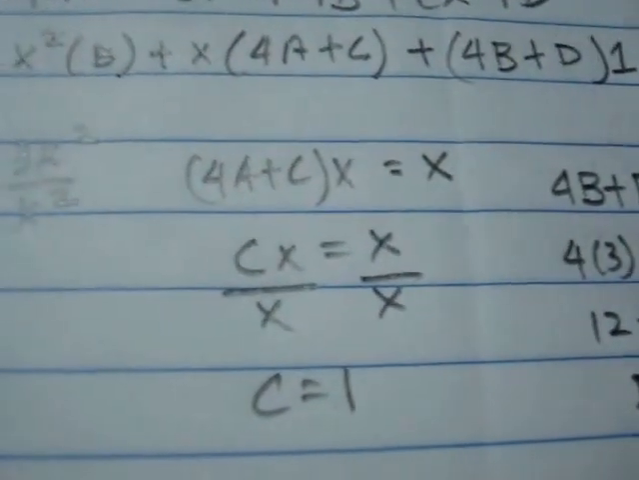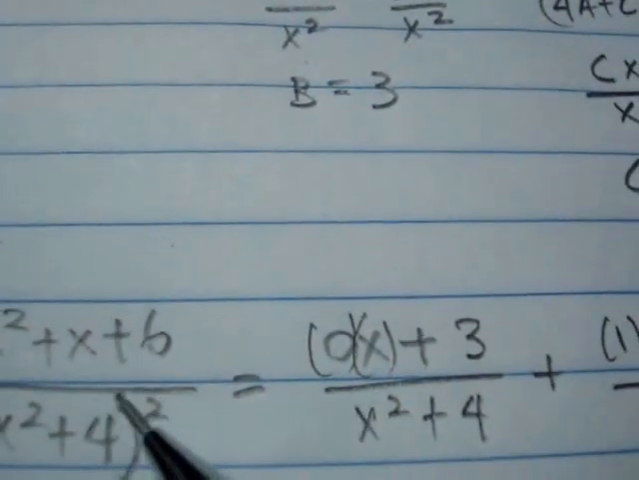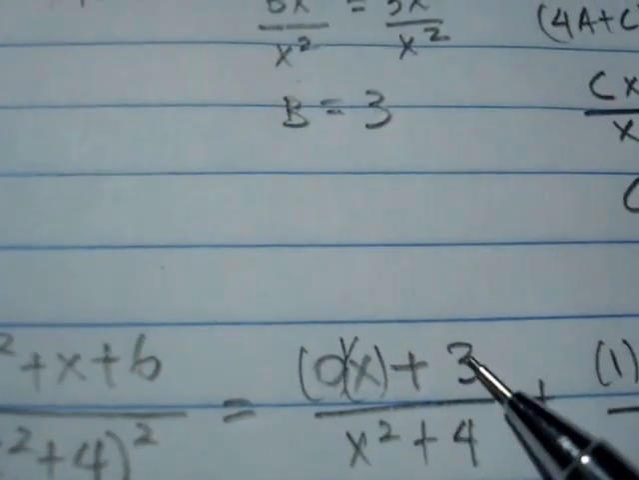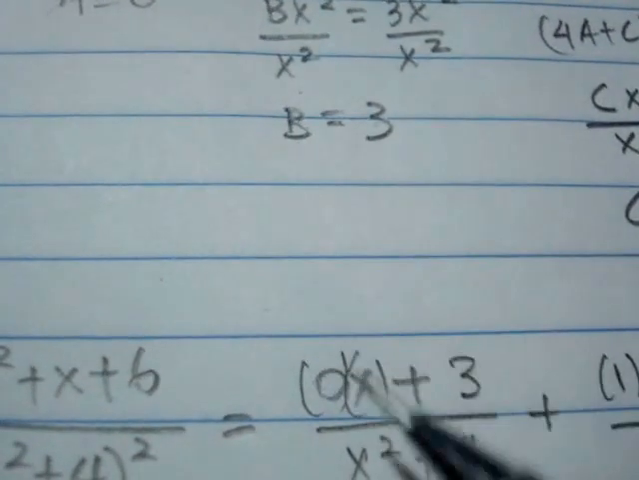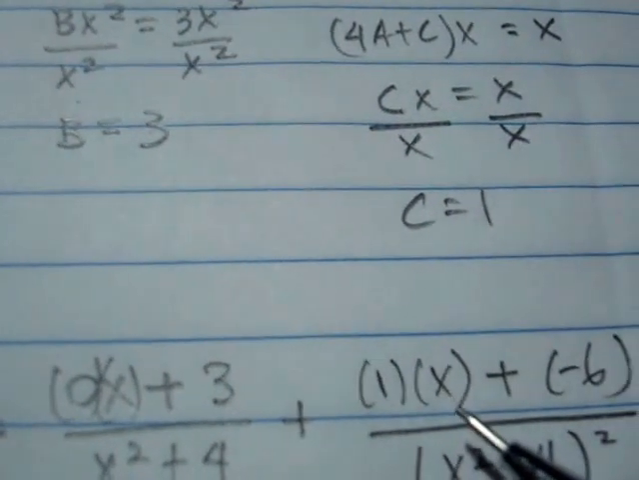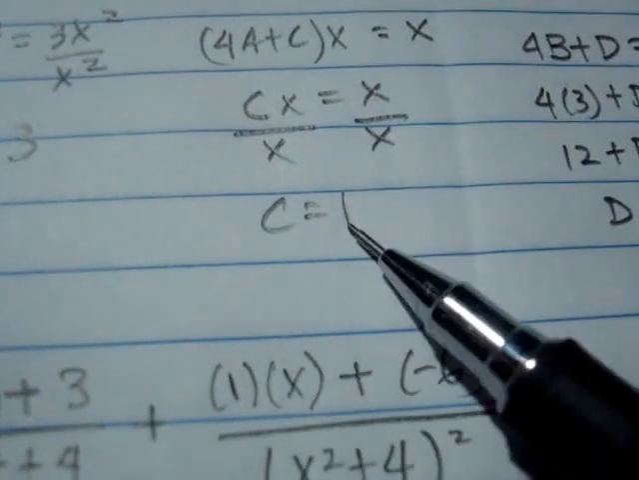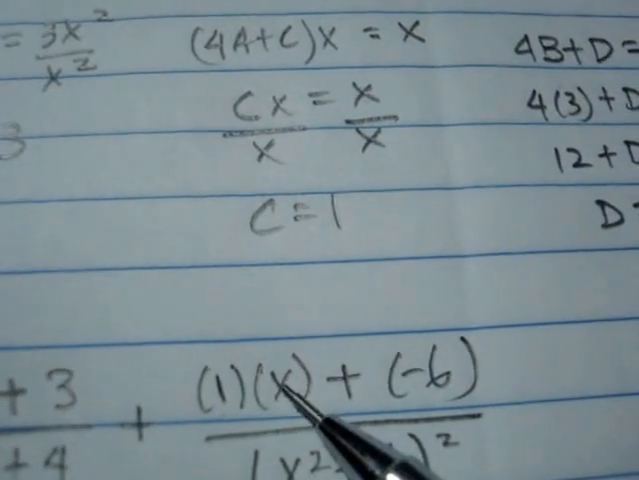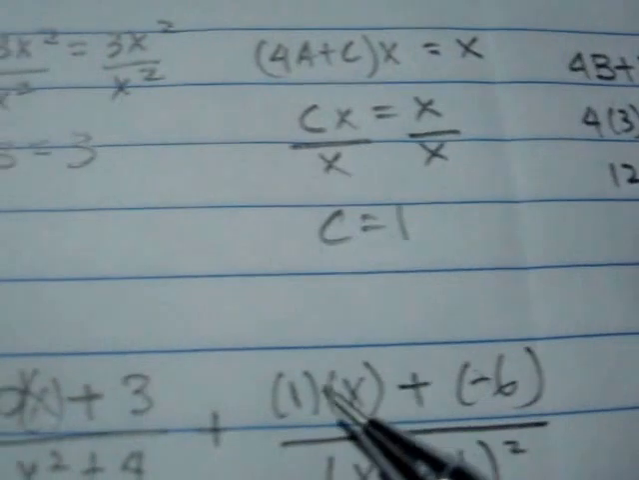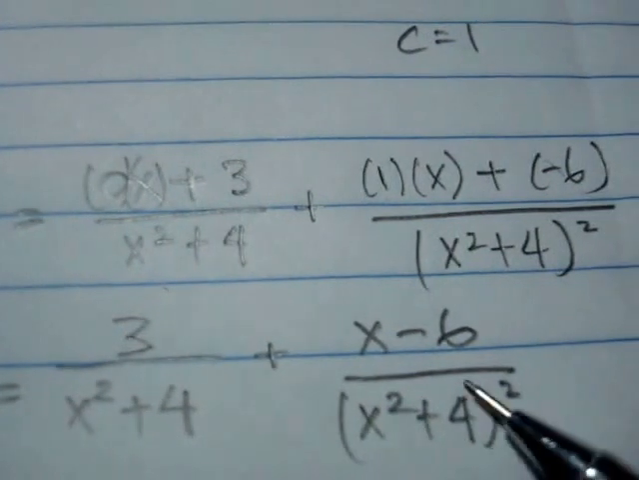Once you have that, all you need to do is plug it back into the original given equation. The original given equation was like this. This is the ax plus 3, but since a equals 0, you take 0 times x plus 3. As for the other one, we solved it earlier. The c was 1 times x plus the d, which is negative 6. So the final answer will be like this. The given expression equals this right here.